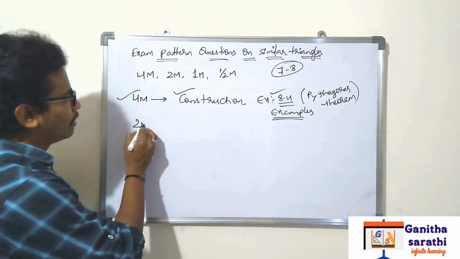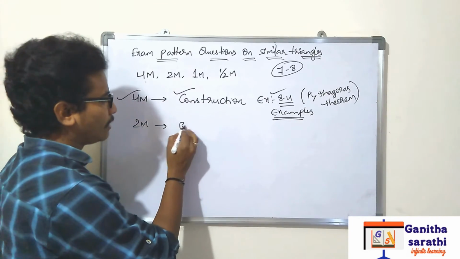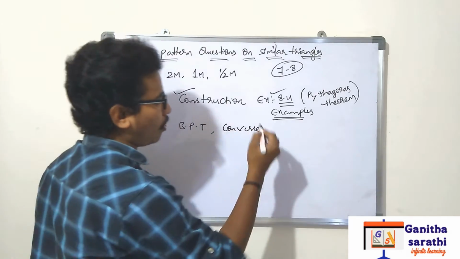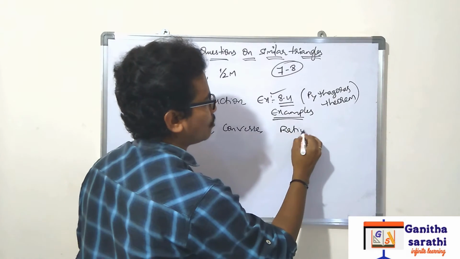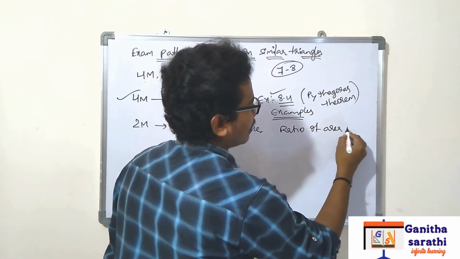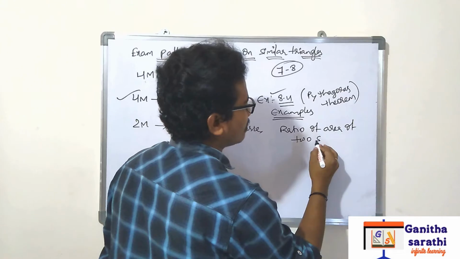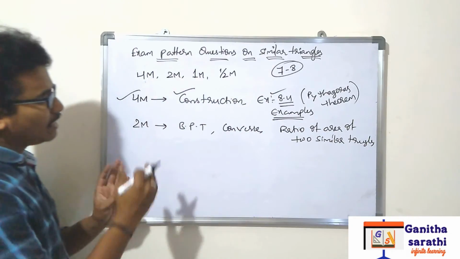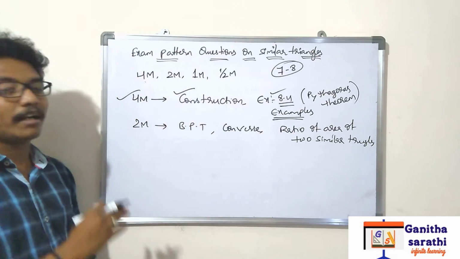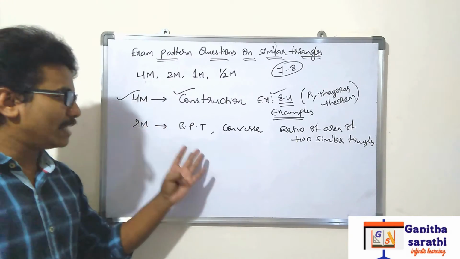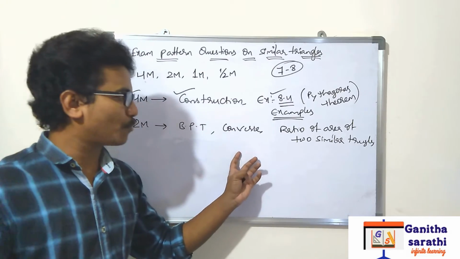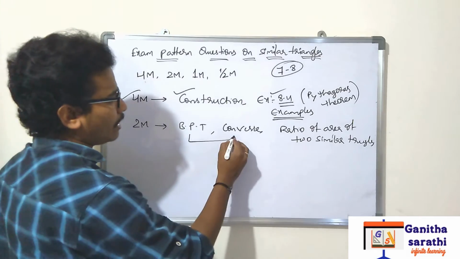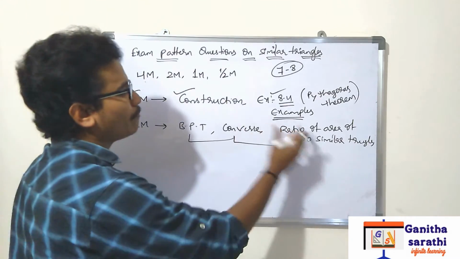Next, 2 marks. 2 marks means BPT theorem, using BPT theorem or converse of BPT theorem, or ratio of areas of two similar triangles theorem. I explained these 3 theorems to you, and also the kind of problems related to basic proportionality theorem, converse of basic proportionality, and ratio of areas of two similar triangles. So definitely in 2 marks you may get them from these 3 kinds of methods.